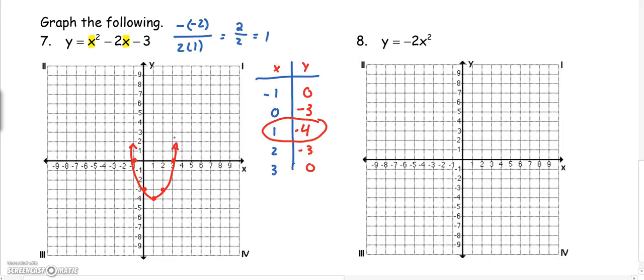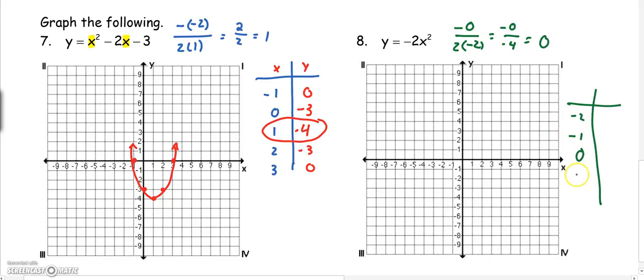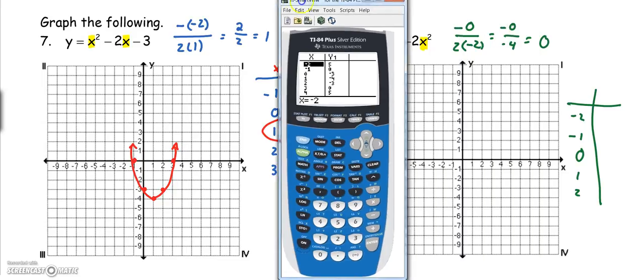All right, let's do the same thing again, number 8. So first I want to find my vertex point. Negative b, we don't have a b, which is 0. 2 times negative 2, which is negative 0 over negative 4. 0 divided by any number, remember, is 0. So I'm going to make a table. This time 0 is in the middle. I need 2 numbers smaller and 2 numbers bigger to get my coordinates. So what I can do then is substitute those values in for x and do it by hand, or I could also use my calculator.